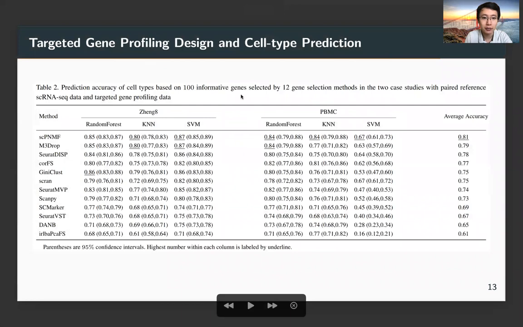Eventually, we show how the scPNMF can be used for targeted gene profiling. Here we have 2 reference data sets, JURKAT and PBMC, and we use them to generate the pseudo-targeted gene data set with only the selected genes. And we use 3 different prediction algorithms for cell type prediction. Again, we still compare scPNMF to the 11 different state-of-the-art gene selection methods. And we can see scPNMF leads to the best cell type prediction accuracy. Therefore, scPNMF can be very useful for targeted gene profiling experiment design.